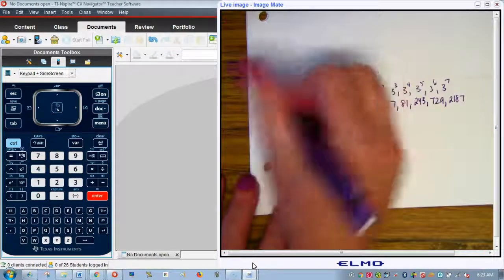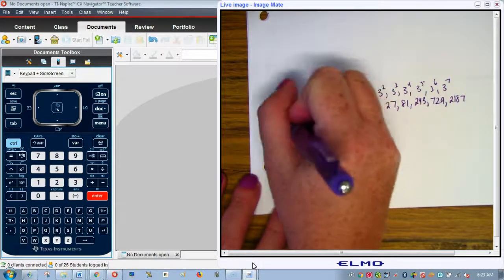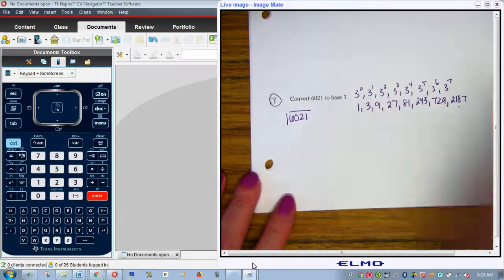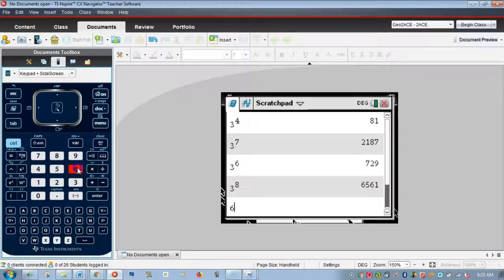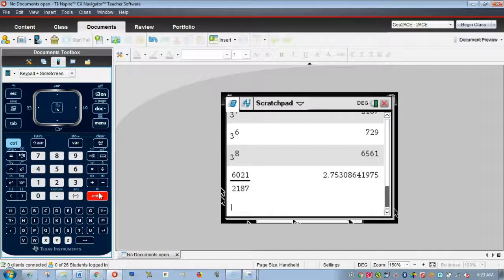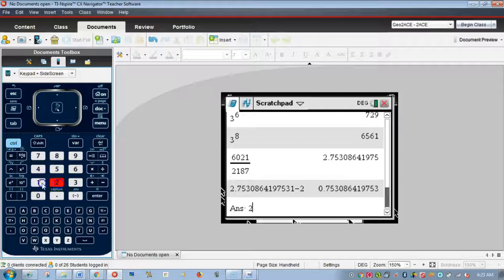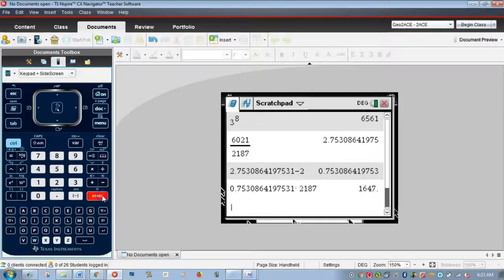Okay, so I take my 6021 and I'm going to divide it by 2187. 6021 divided by 2187, Control Enter. It goes in 2 times. I subtract 2, I multiply by 2187. That leaves me with a remainder of 1647. I take that and I divide it by the next number, which is 729.